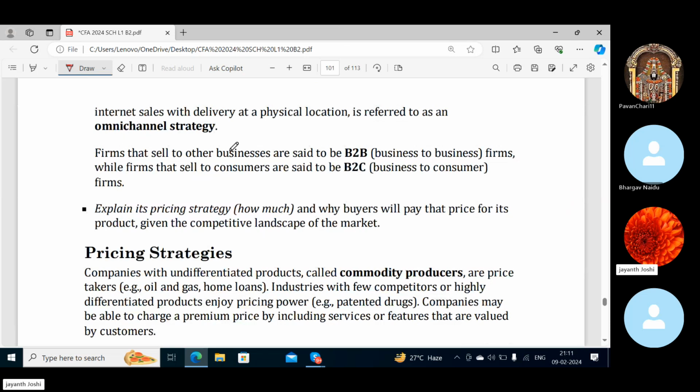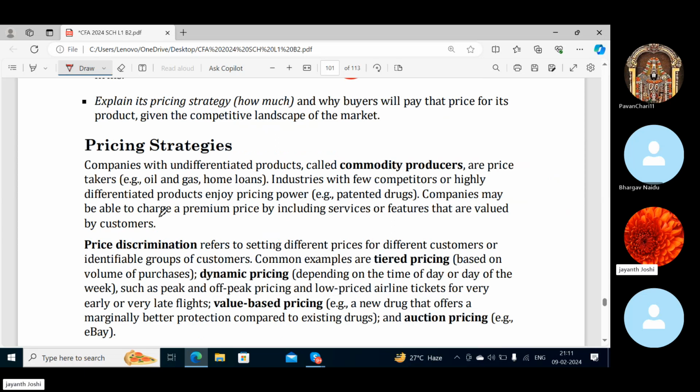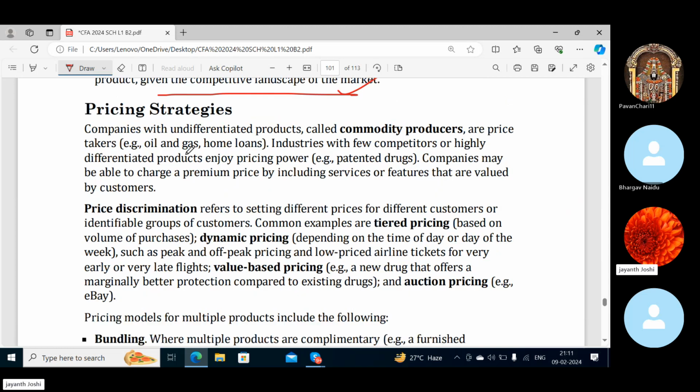Firms that sell to other businesses are called B2B, business to business, and firms that sell to customers are called B2C, business to customer. And then they will set up some prices. They will add some markup or margin. So explain its pricing strategy: how much and why buyers will pay that price for its product, given the competitive landscape of the market. So pricing strategies: companies with undifferentiated products are called commodity producers. That means you will take it, there's no other option, like oil, gas, home loans.